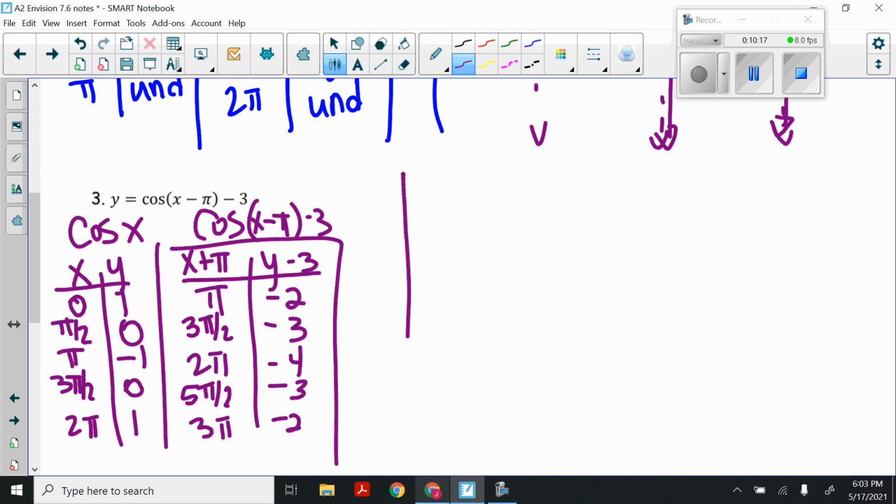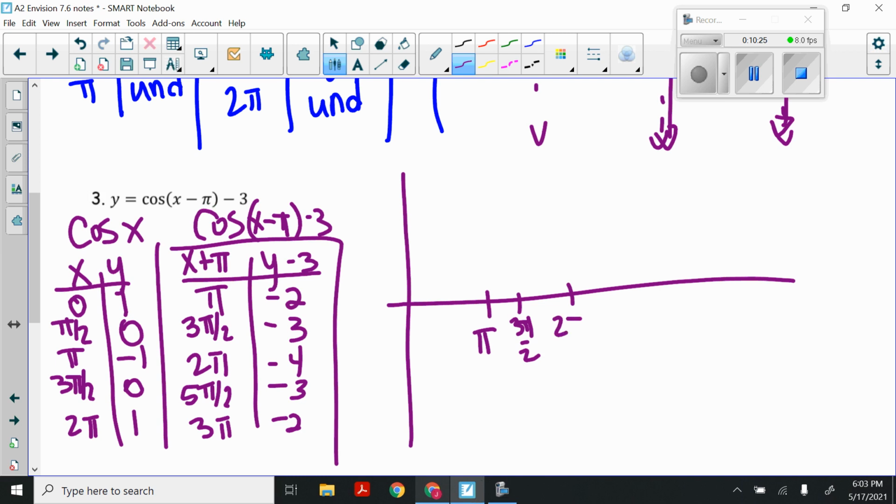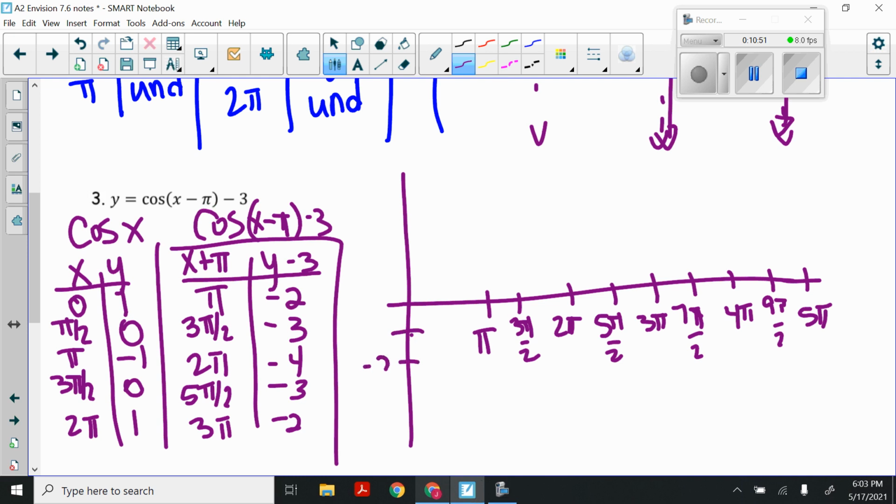So again, here pi, 3 pi over 2, 2 pi, 5 pi over 2, 3 pi. If I needed to keep going, so this would be 7 pi over 2, 8 pi over 2, which reduces to 4 pi, 9 pi over 2, and 5 pi. Need down, so negative 2, negative 3, negative 4.